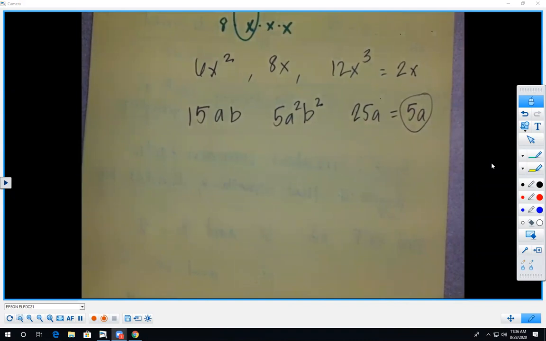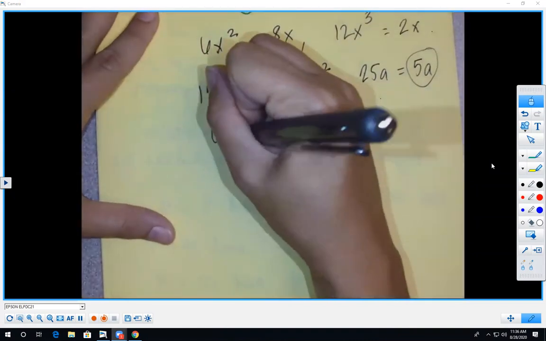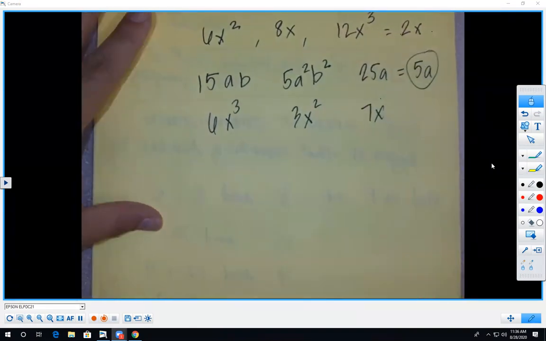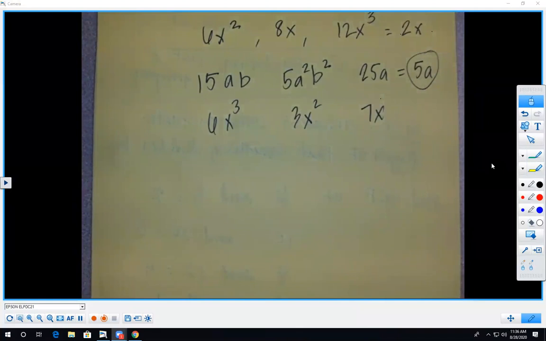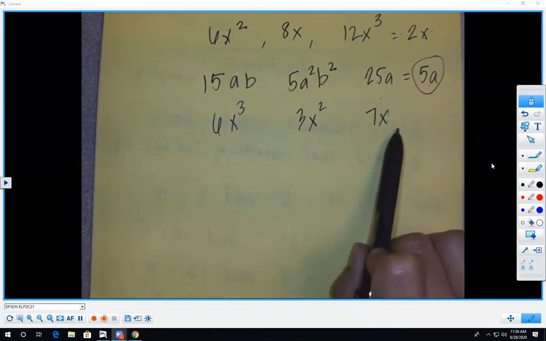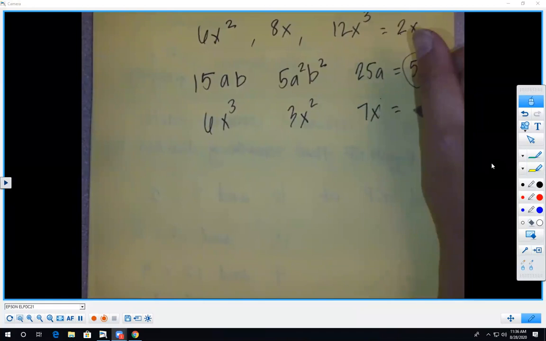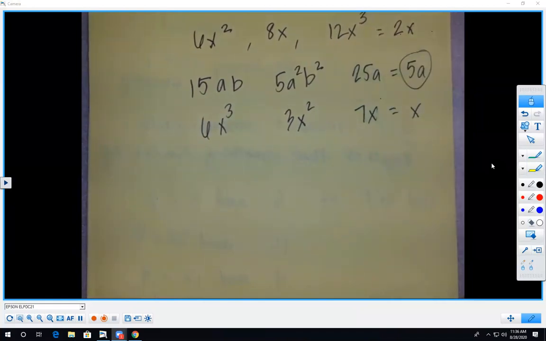Questions about that? What about if it was 6x cubed, 3x squared, and 7x? 1x, right? Because this one has 3 x's, this one has 2 x's, this has 1x, so in common they have 1x. 6, 3, and 7 do not have a GCF. So you could write 1x, or you could just write x. Either one, doesn't matter, same thing. Questions about that? Okay, you ready to move on?